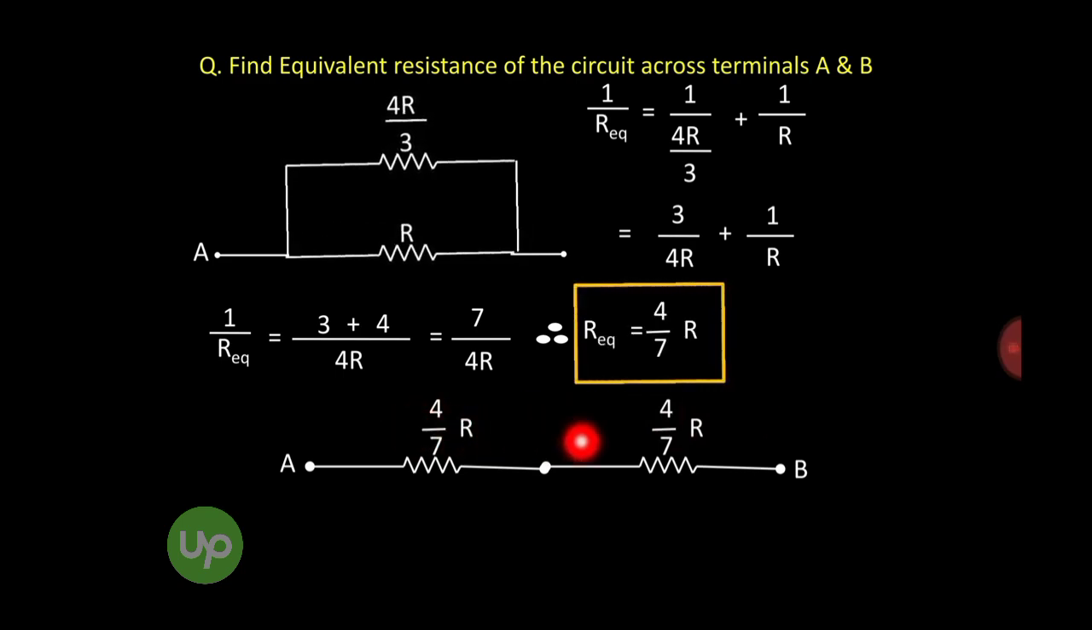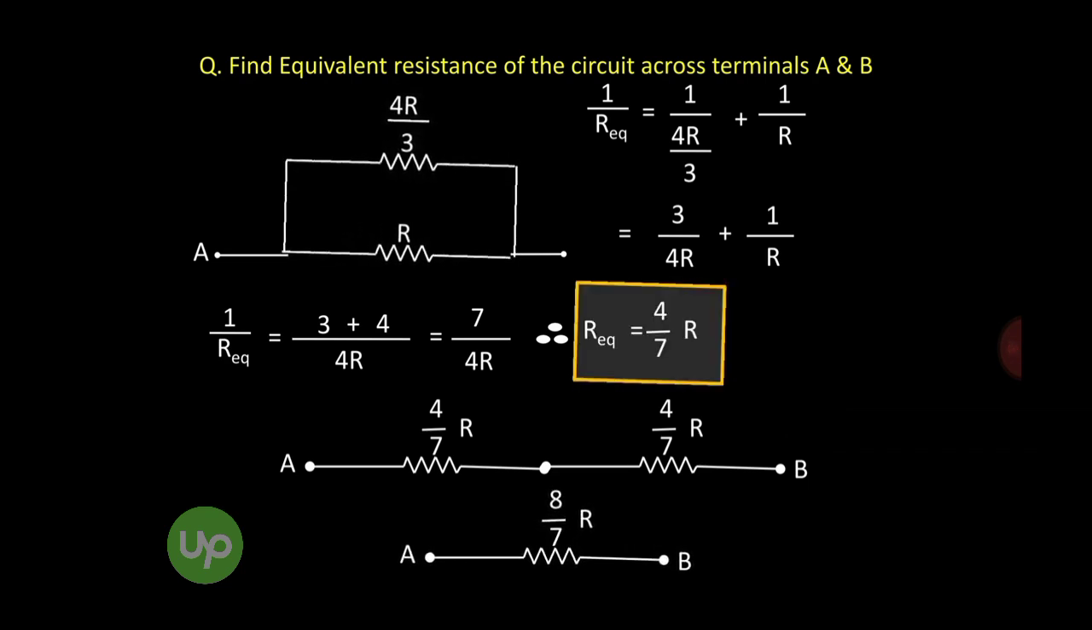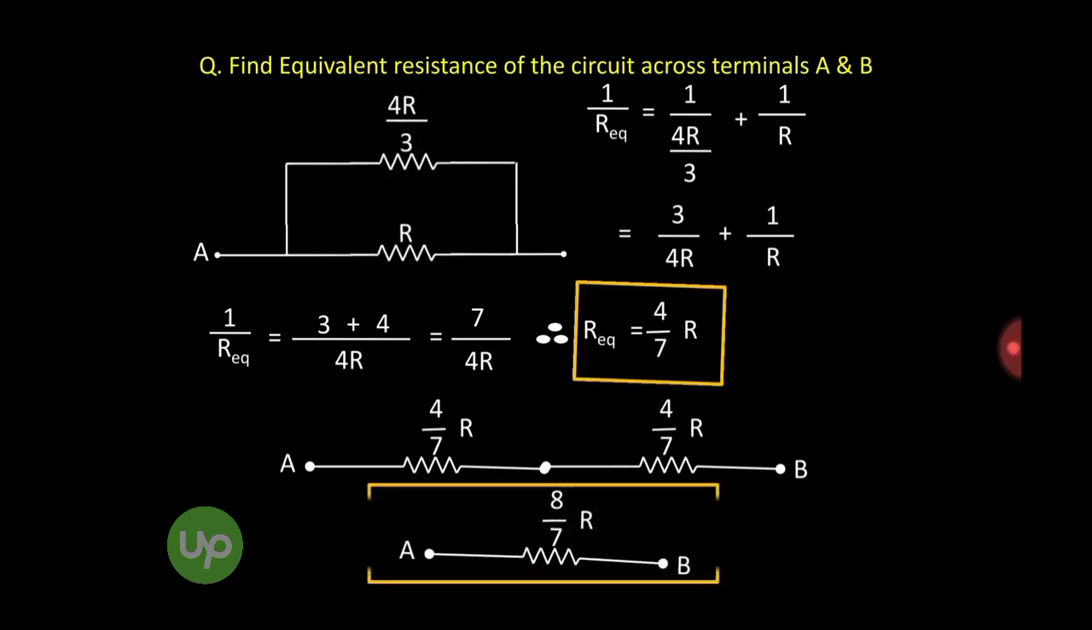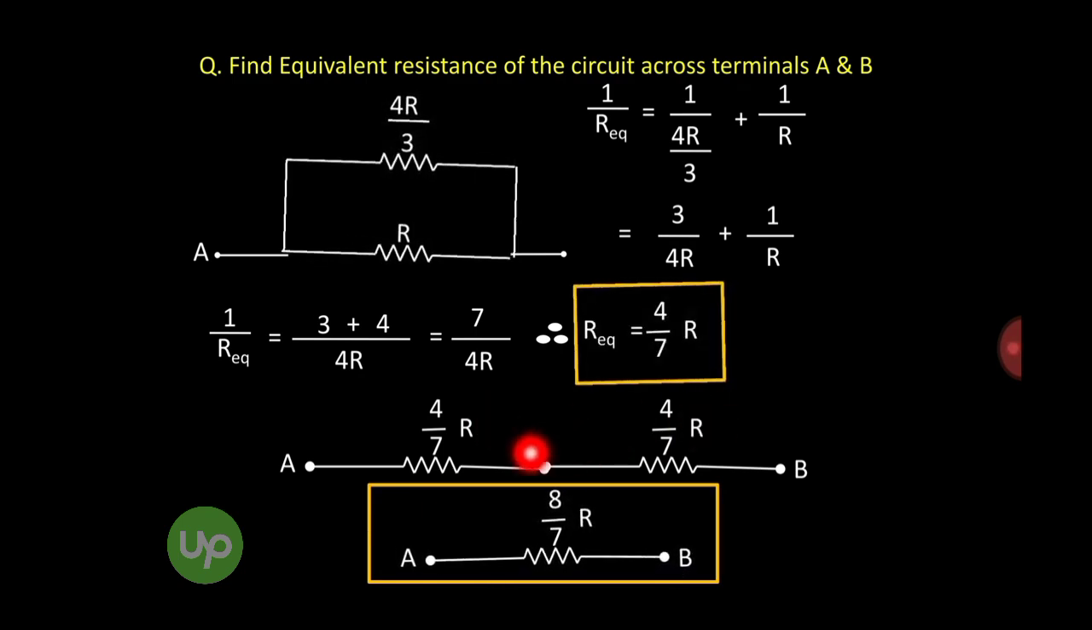So this 4R by 7 and this 4R by 7 across terminals A and B will be in series, and that's why the equivalent resistance across terminals A and B will be the series combination of 4R by 7 and 4R by 7, and finally it will come to be 8R by 7.